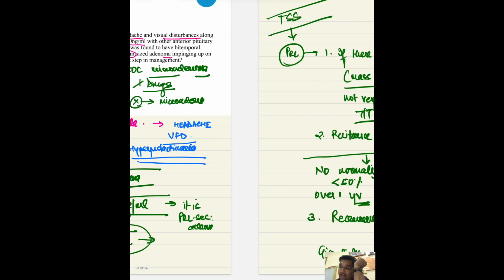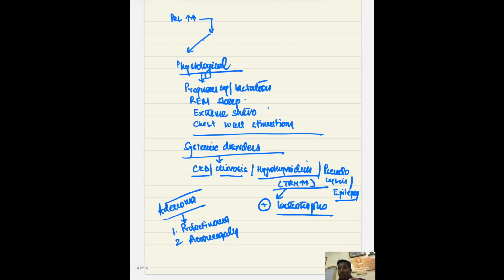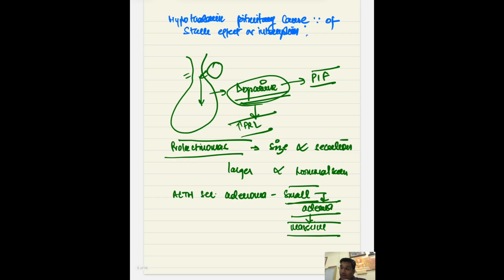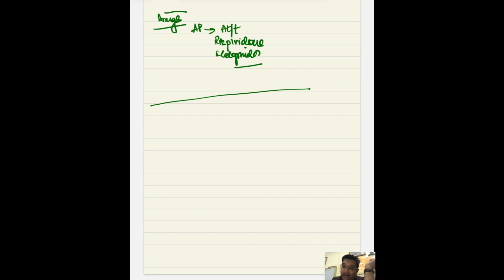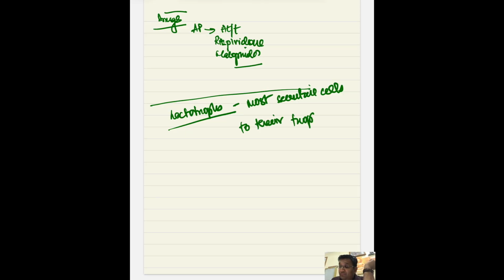Now you may ask why the other anterior pituitary hormones are normal. The cause for that is that the lactotrophs are the most sensitive cells to their trophic hormone, that is dopamine.